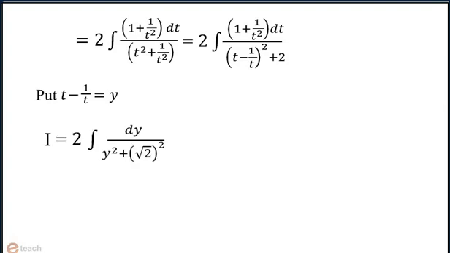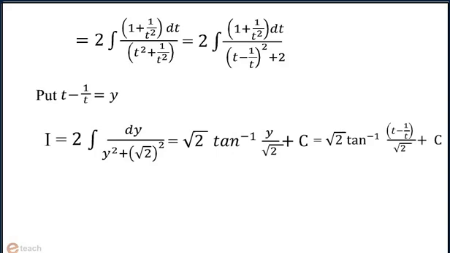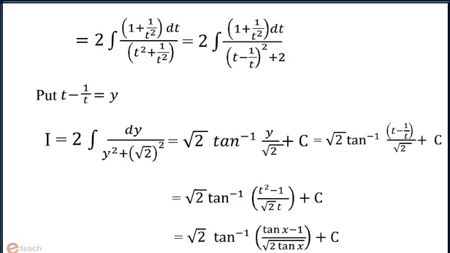Then after substitution, I becomes equal to 2 into integration dy divided by y square plus root 2 whole square, whose value after integration is root 2 into tan inverse y by root 2 plus c. Putting the value of y, we get root 2 into tan inverse t minus 1 by t by root 2 plus c. On further simplification, we get the answer as root 2 into tan inverse tan x minus 1 divided by root over 2 tan x plus c.